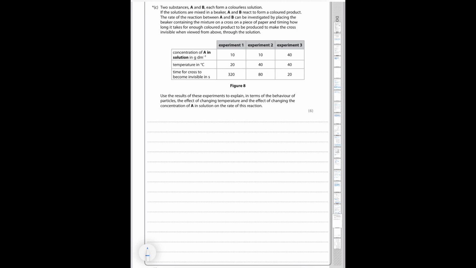Two substances, A and B, each form a colourless solution. If the solutions are mixed in a beaker, A and B react to form a coloured product. The rate of reaction between A and B can be investigated by placing the beaker containing the mixture on a cross on a piece of paper and timing how long it takes for enough coloured product to be produced to make the cross invisible when viewed from above through the solution.